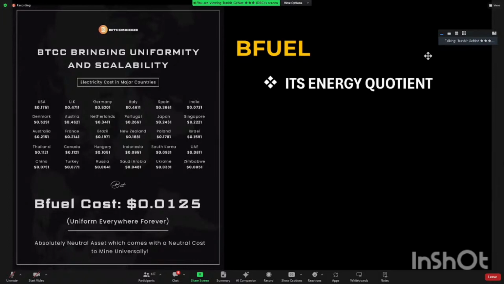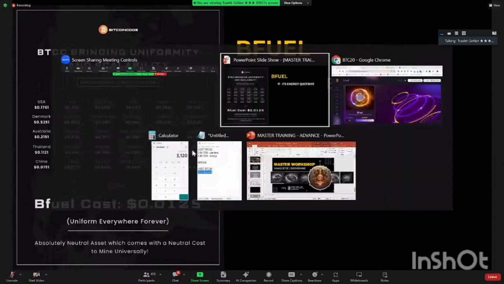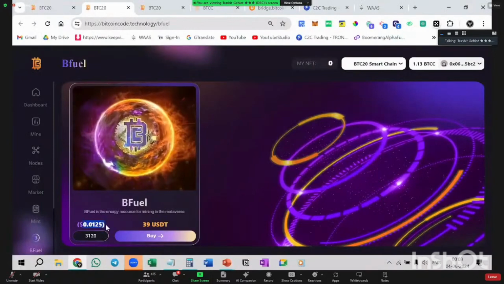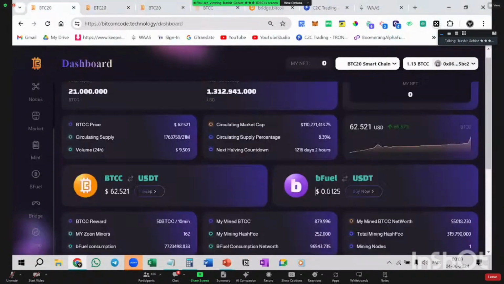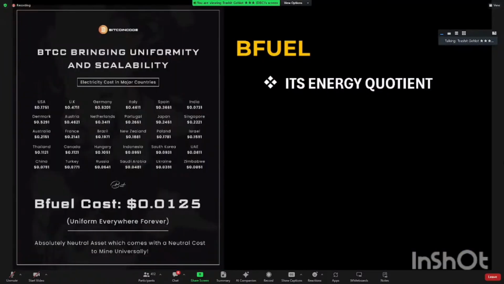In a way, you will see that anybody who is mining BTCC across any part of the world, anytime, will have the same cost of mining in terms of B fuel. So B fuel is like our energy quotient, and the price of B fuel is fixed across everywhere forever. It's 0.0125. The same has been mentioned on our mining DApp as well. You can check the dashboard over there also. The cost is 0.0125 forever.